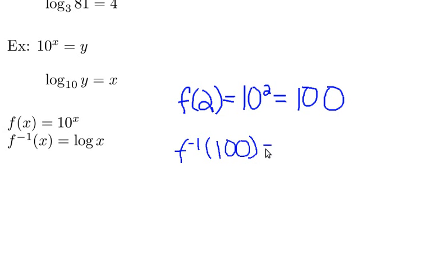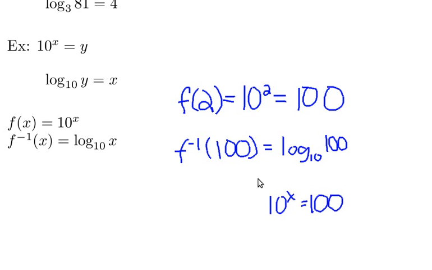So that's going to be log base 10 of x, so it's going to equal log base 10 of 100. So this log base 10 of 100 is going to be the solution to the problem 10 to the power of x equals 100. That's by definition what the log is going to be. It's going to be the solution to this problem. So what is x going to be? Well, x is going to be 2.